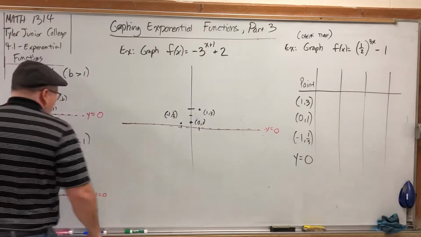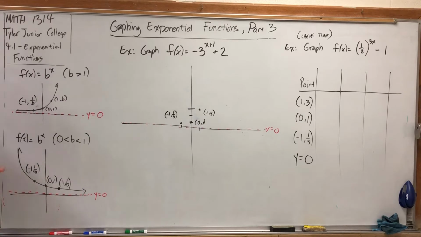On the left here, you see a summary of the types of graphs we've seen so far. f of x equals b to the x, where the base is greater than 1, was exponential growth, with our reciprocal point, -1, 1 over b, our y-intercept of 0, 1, and our base point of 1, b, along with our horizontal asymptote of y equals 0. And our exponential decay, f of x equals b to the x, where the base is between 0 and 1. We still have our reciprocal base point, our y-intercept, and our base point, and the same horizontal asymptote at y equals 0. The only difference is the graph is decreasing instead of increasing.